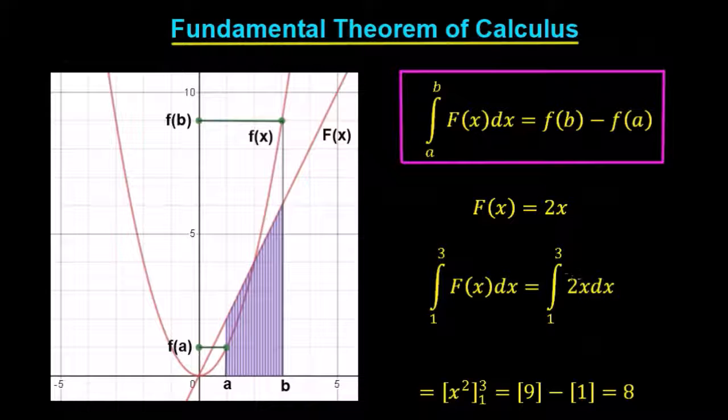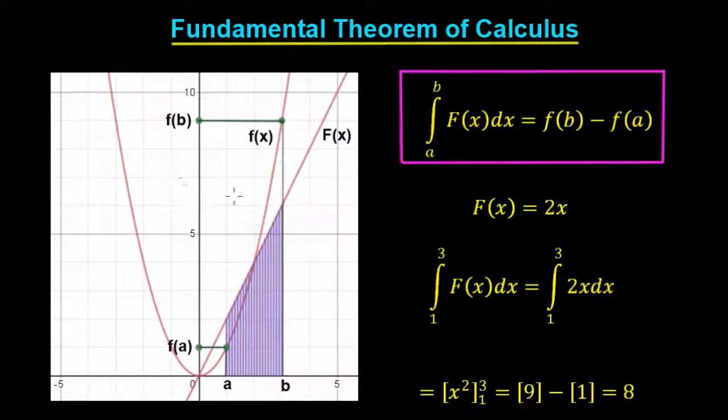So when we integrate 2x, we get x squared. So this is the value of x squared from 3 to 1. And that is equal to 9 minus 1, which is 8. So the area under this function y equals 2x from 1 to 3 is 8.